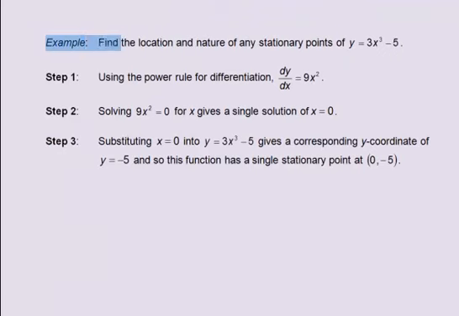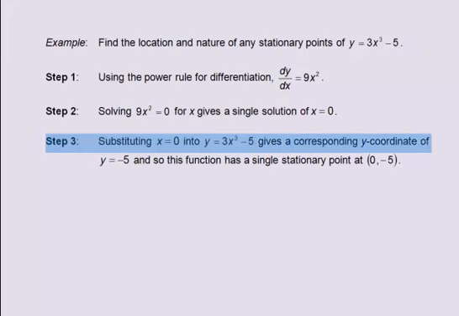Example: find the location and nature of any stationary points of y equals 3x cubed minus 5. Step 1. Using the power rule for differentiation, dy by dx equals 9x squared. Step 2. Solving 9x squared equals 0 for x gives a single solution of x equals 0. Step 3. Substituting x equals 0 into y equals 3x cubed minus 5 gives a corresponding y coordinate of y equals minus 5, and so this function has a single stationary point at (0, -5).